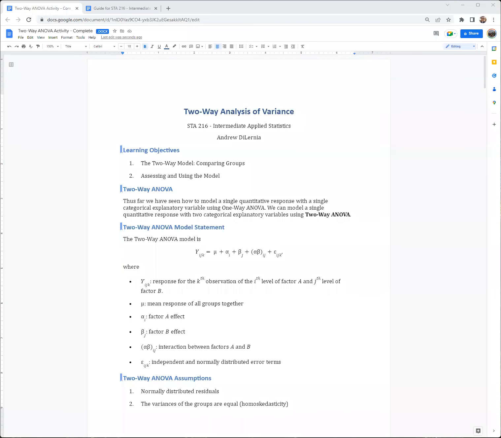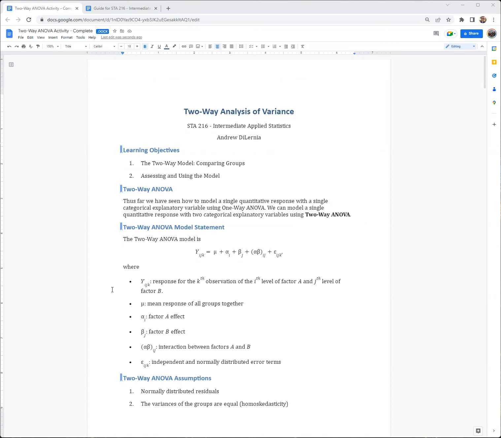Hi everyone. In this video, we're going to be looking at the two-way analysis of variance model, two-way ANOVA. So we're going to talk about the two-way ANOVA model itself and how we can use it to compare multiple groups and how we can assess and implement this model looking at a real data example.